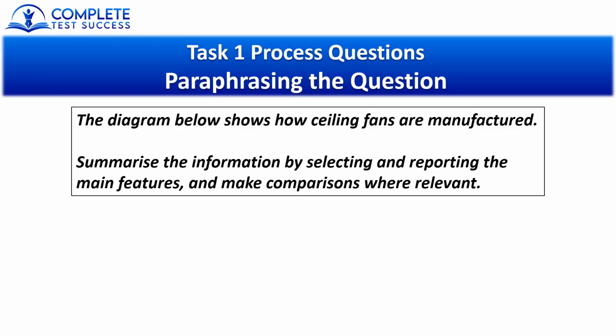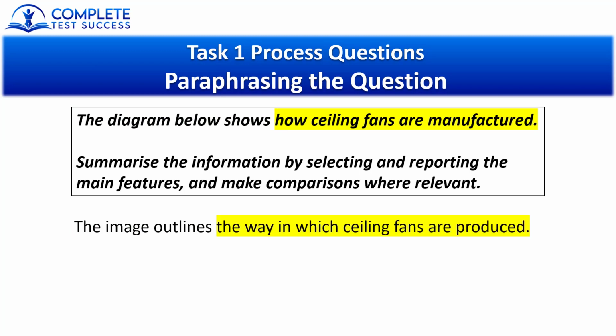So the text at the top of the question looks like this, and we only need to paraphrase this highlighted part here. Many candidates will try to paraphrase this 1 word at a time, but a good piece of advice is to focus on chunks of text rather than individual words. So I'll paraphrase this first part as the image outlines. Of course, we don't need to paraphrase the word below. And then I'll paraphrase this next part as the way in which ceiling fans are produced.